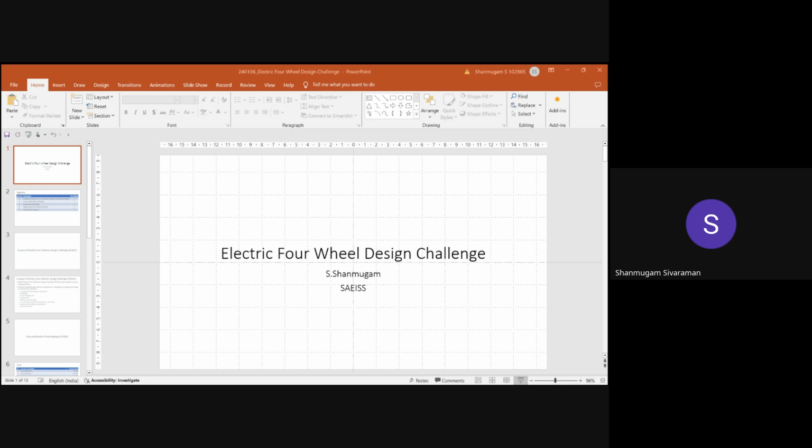A typical event like this, we generally call collegiate design challenges. The idea is to bridge the gap between academia and industry. So what are all the things you are expected to do? You solve real world engineering problems. What do you mean by real world engineering problems?